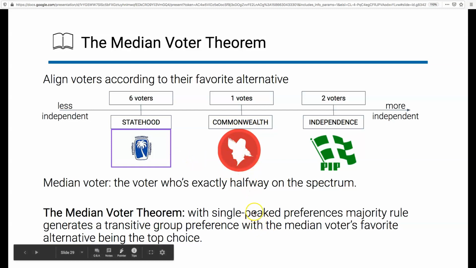What is simple is that if preferences were single-peaked, whoever the median voter prefers should potentially be the outcome of a referendum which will ask three questions. Statehood versus Commonwealth, what do you like better? Commonwealth versus independence, what do you like better? Statehood versus independence, what do you like better? That should be it then.